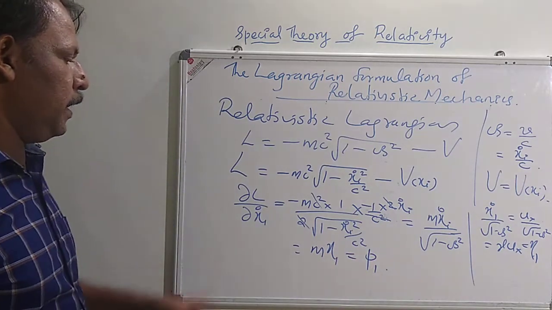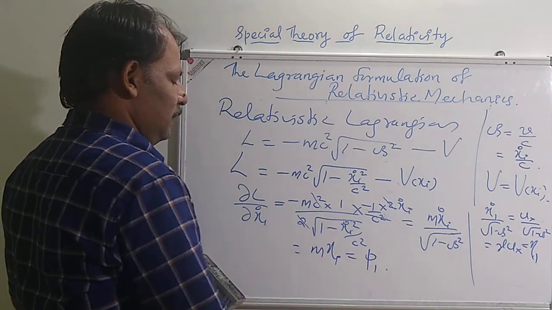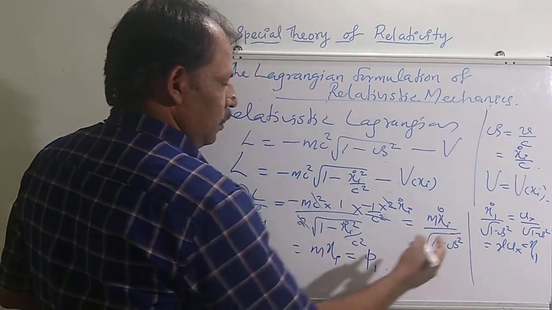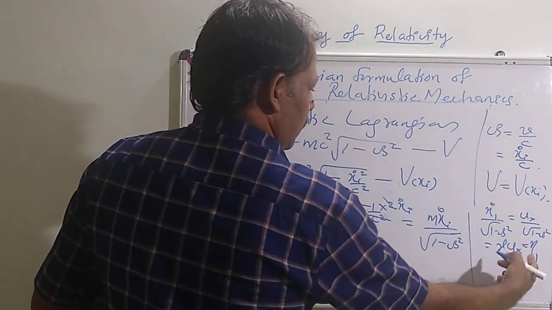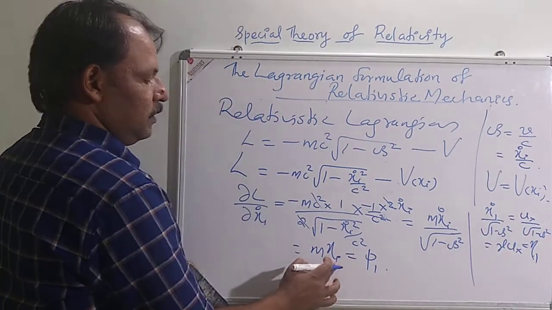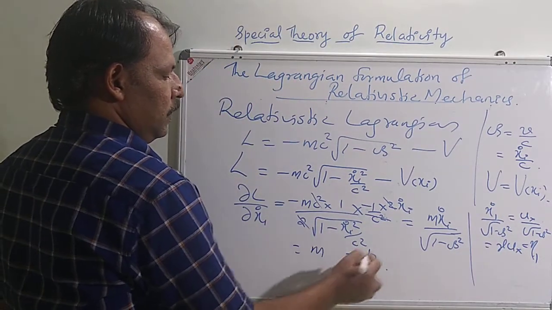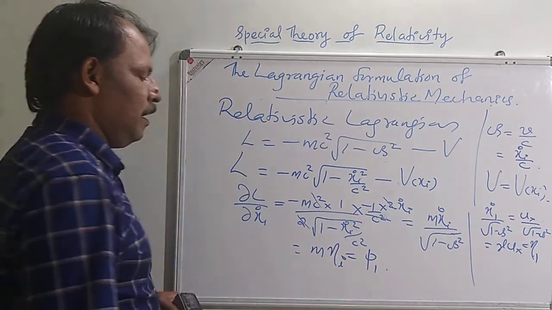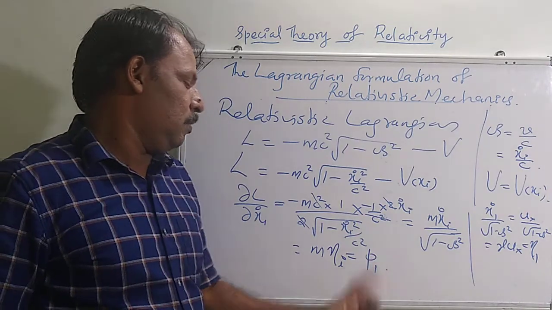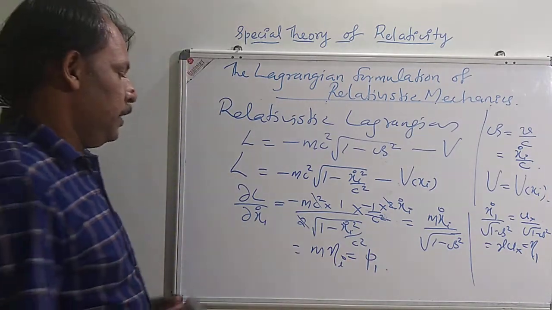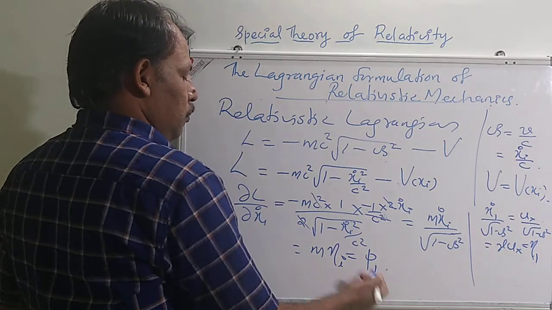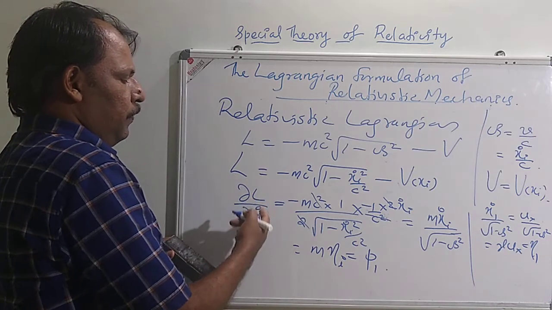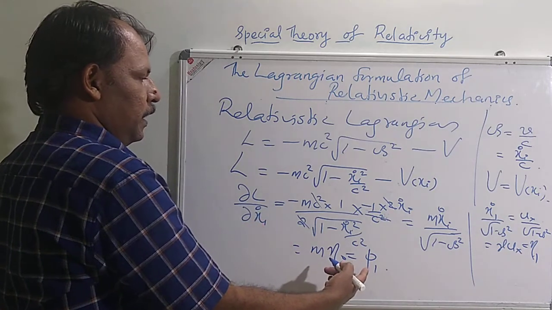So dou L by dou xi dot we can write as m xi dot by root of 1 minus beta square, where velocity is represented by eta, or we can write it as m eta i, that is the first component of momentum. That means dou L by dou xi dot is equal to Pi. This differential of L with respect to xi dot is equal to Pi.